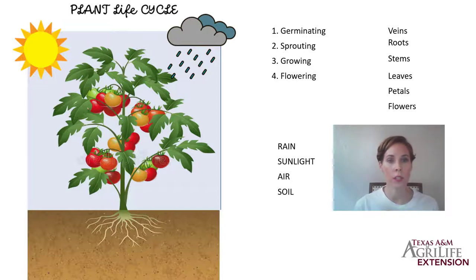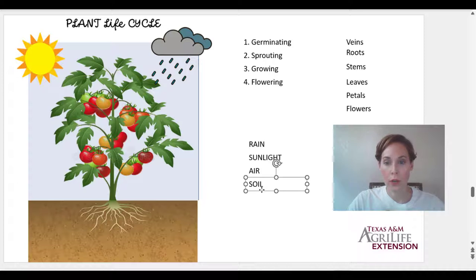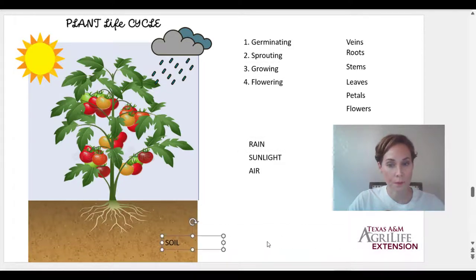And so what we want to do is label everything. So this is a plant, obviously. Let's start out by talking about what are those 4 things that plants need in order to grow. Well, we know that our plant needs soil, so I'm going to put my soil sticker right there.